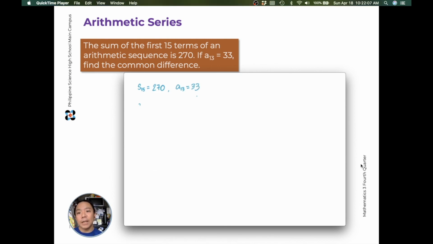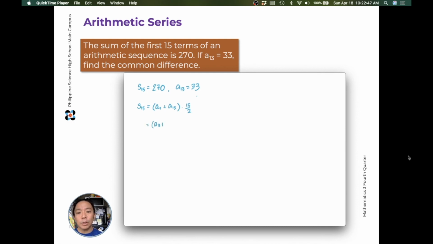Now, alam natin yung formula ng first 15 terms na sum is the first and the last term times the number of pairs. Pero hindi natin alam either the first or the last term. So, isipin natin, ano ba yung kapartner ni 13? 13 is the third to the last term. So, 13, 14, 15. So, ang kapartner ng third to the last term is the third term para makabuo pa rin ng same sum ng first and last terms.